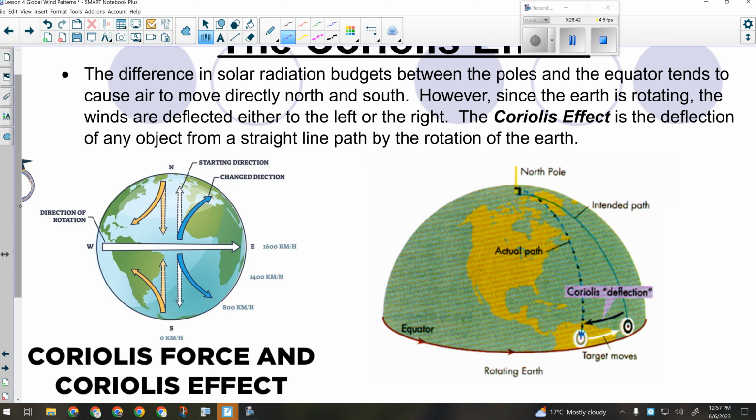If you roll a ball down from the North Pole to the equator, it's going to end up over here because the target's going to move underneath it.